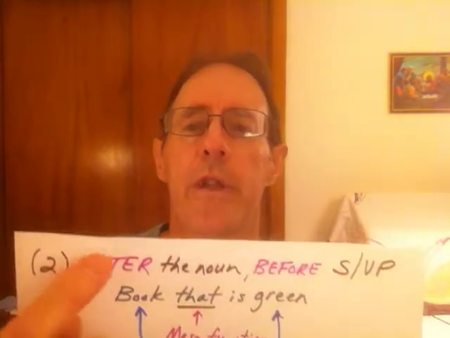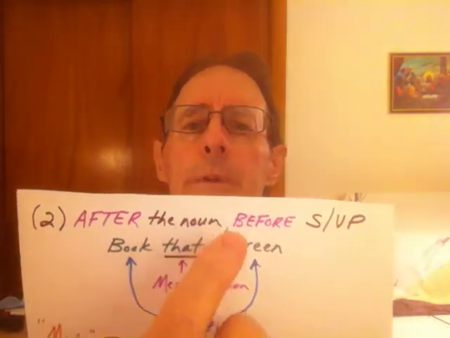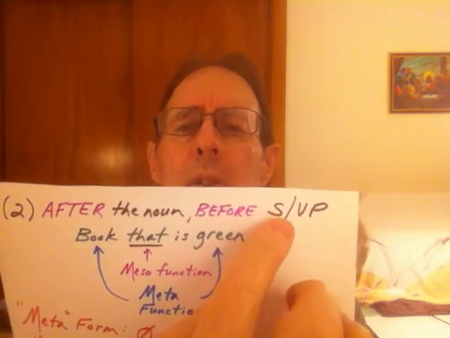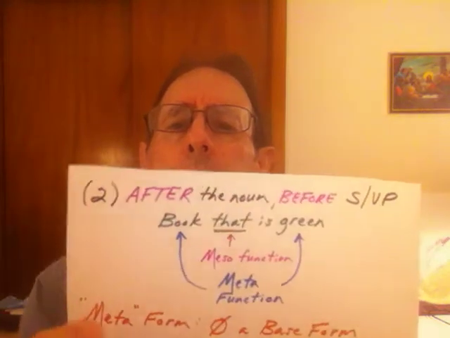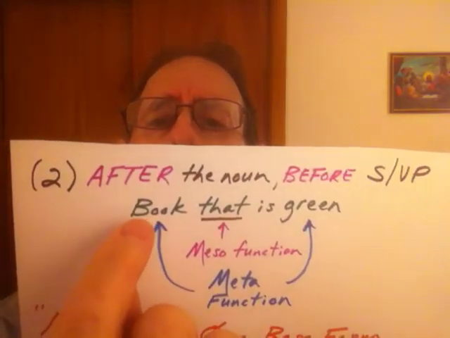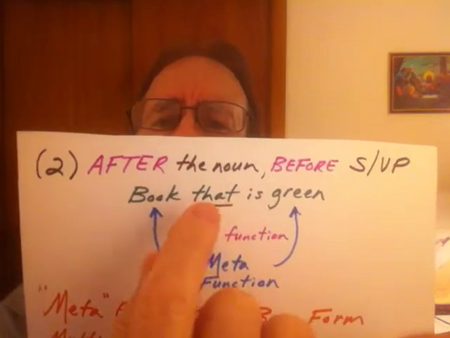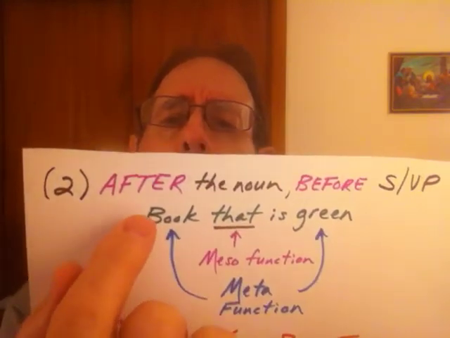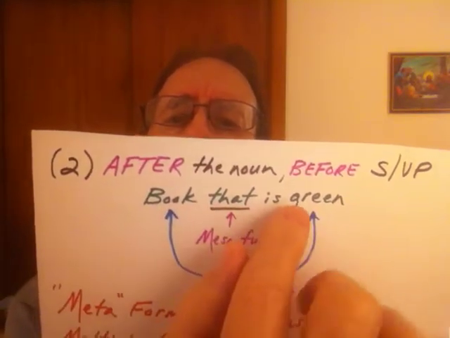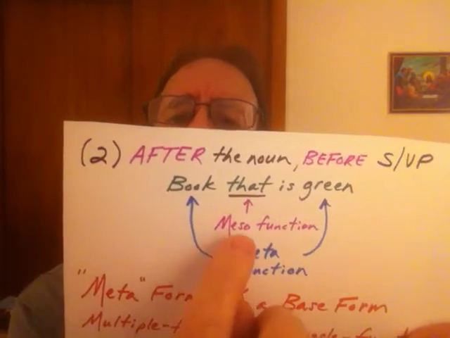Now, the second thing we noticed when we try to determine if "that" is really a relative pronoun is that the word "that" comes after the noun, but before the subject and or verb phrase. Now let's look at this again. "Book that is green." You see the word "that" comes after "book," but before this verb phrase. It's a meso function. It's in the middle. It's an odd thing. It's in the middle.